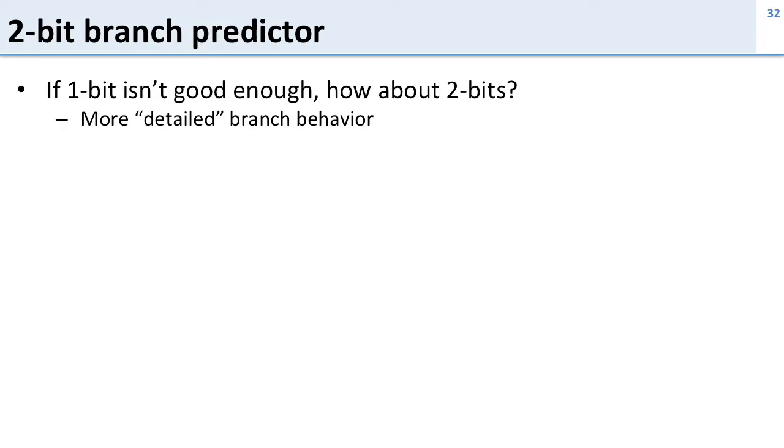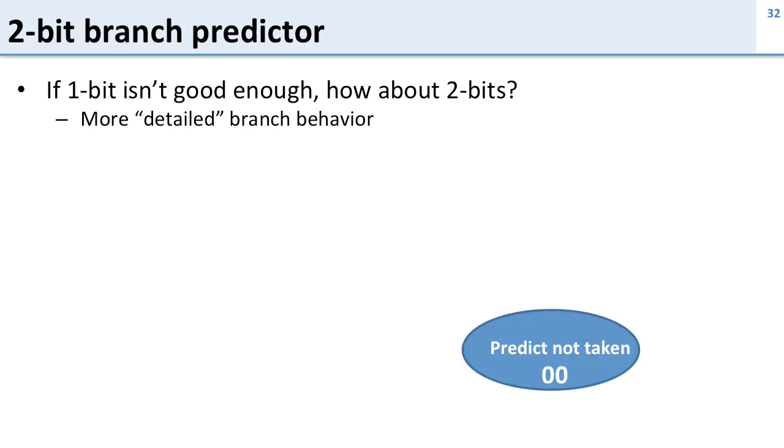So, if a 1-bit branch predictor isn't good enough, what if we used more bits? So how about a 2-bit branch predictor? Instead of just keeping track of what the last branch was, what if we have more detailed branch behavior because we store more information about each branch?